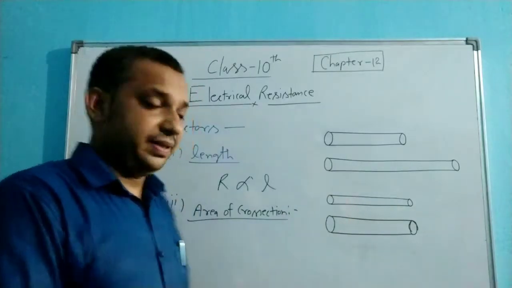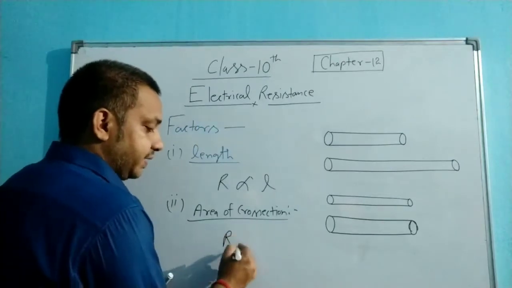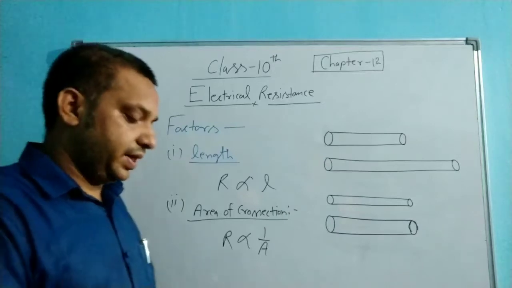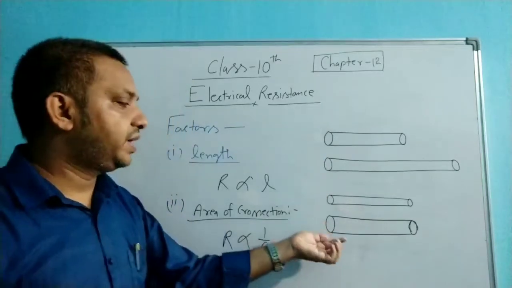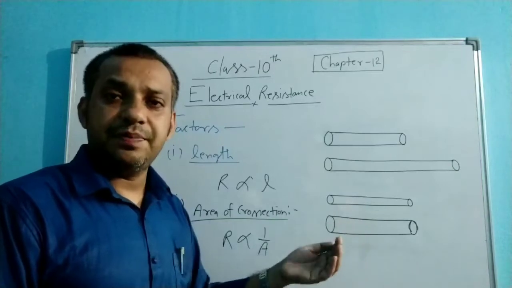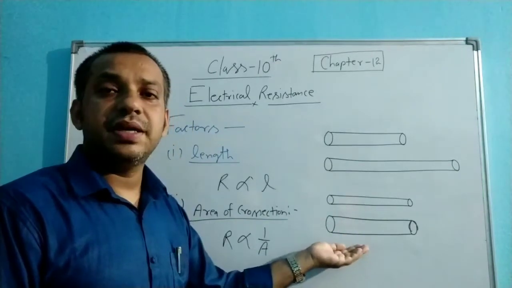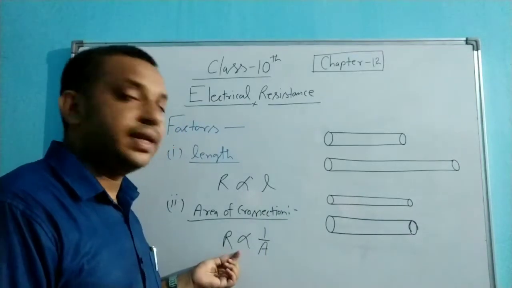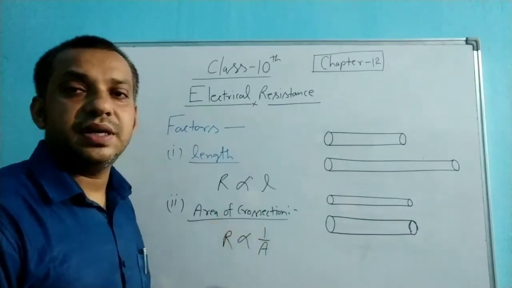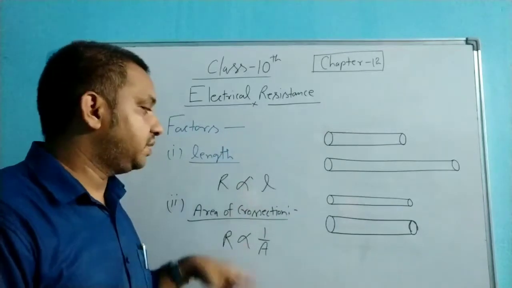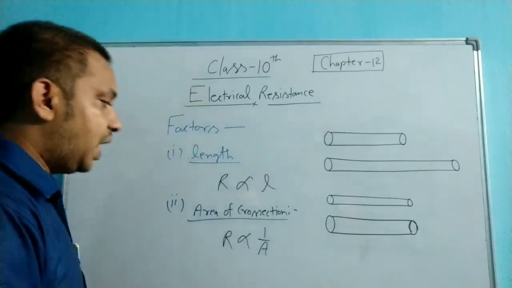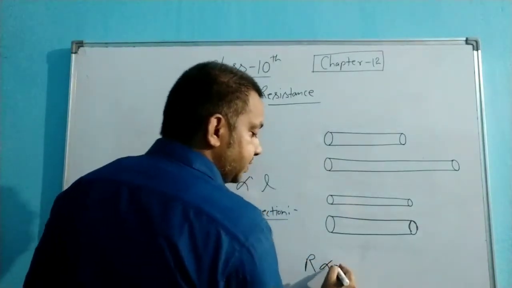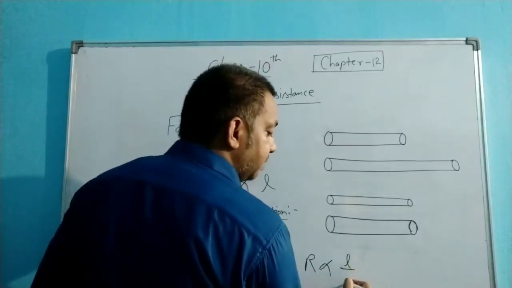That means here the electrical resistance is inversely proportional to the area of cross section. That means in a thicker wire the current flows easily. That means the resistance offered by the thicker wire is less. In that case, the electrical resistance is inversely proportional to the area of cross section. These are the two outcomes. So when you combine these two, you will find electrical resistance is directly proportional to L by A.